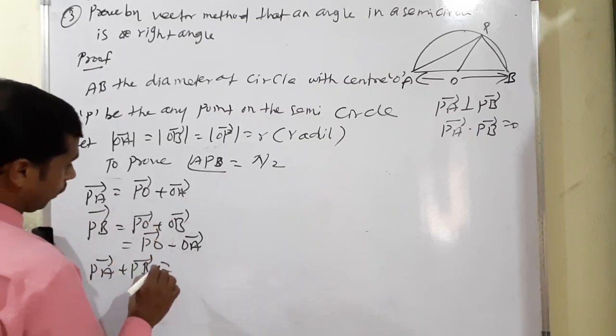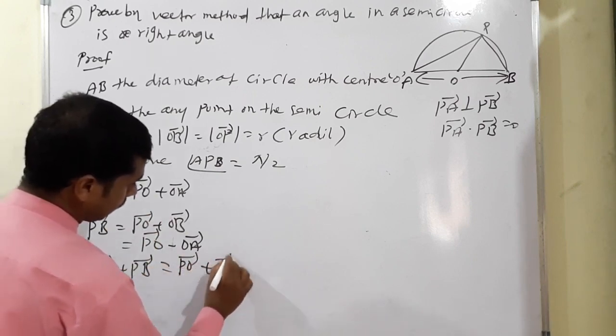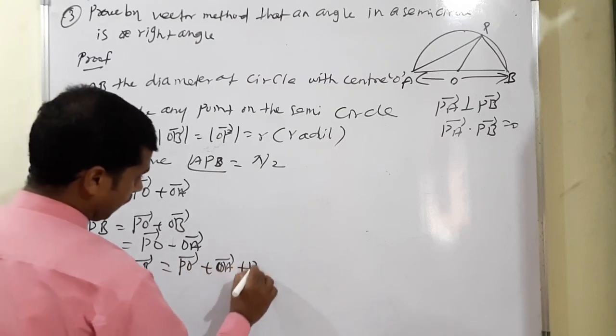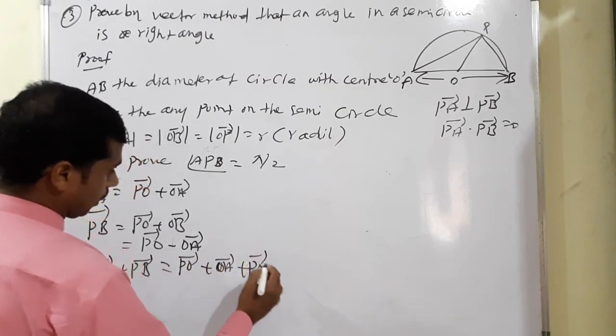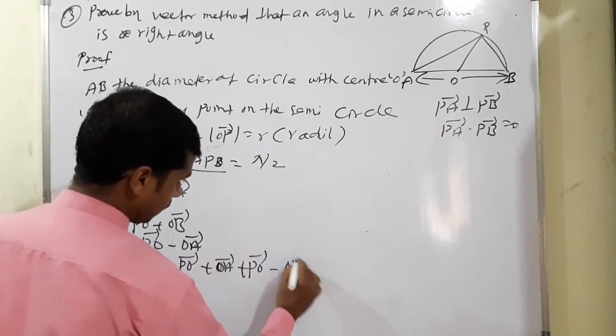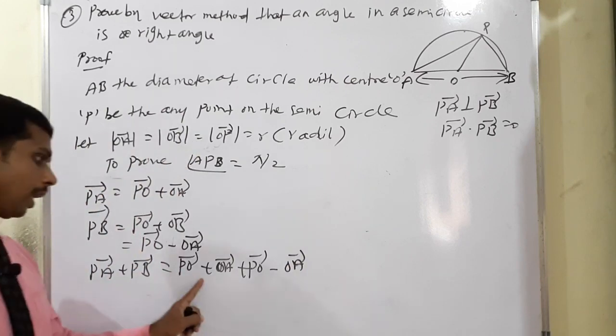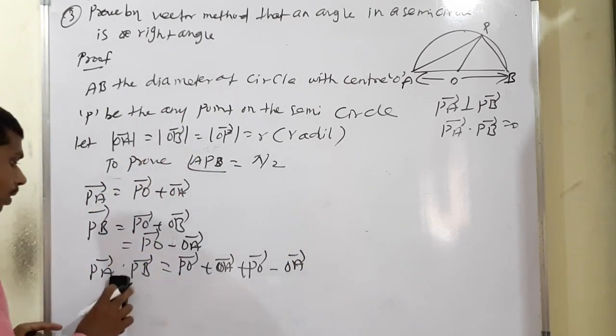Now PA vector plus PB vector. What is the value of PA? PO vector plus OA vector, plus again PO vector minus OA vector, isn't it? Now look at there, again A plus B, dot of the form. Sorry, this is dot, no.